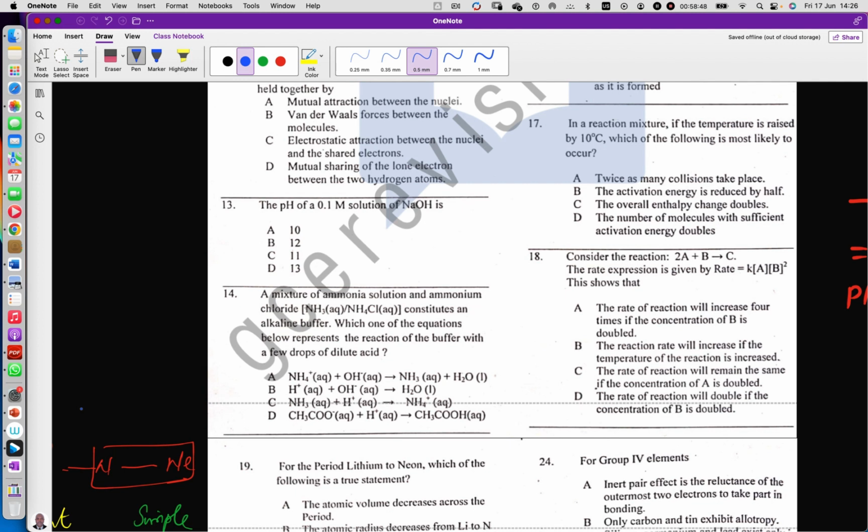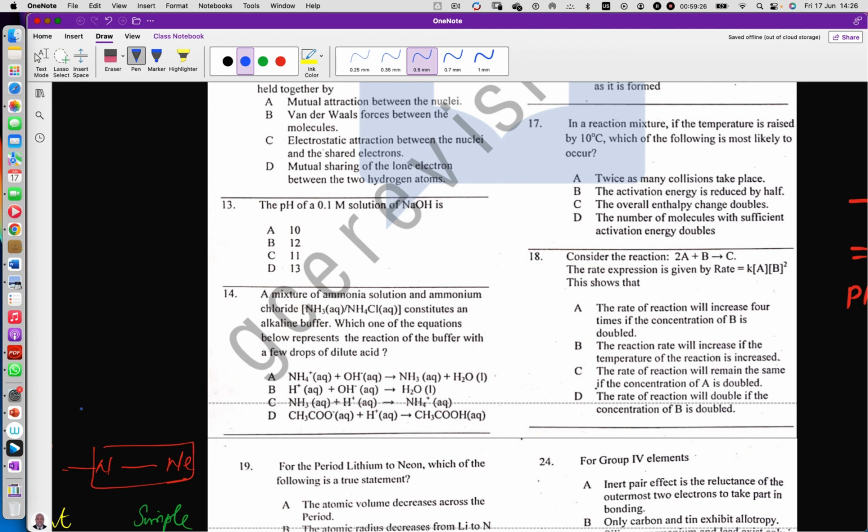How does it occur? Remember that increasing the temperature by 10 degrees Celsius will lead to, one, an increase in the average kinetic energy of reacting particles. Two, an increase in the number of reacting particles or reacting molecules that have acquired energy equal to or greater than the activation energy.